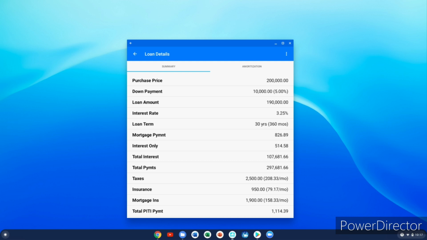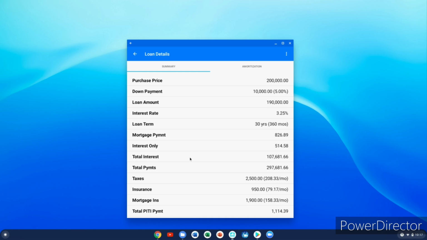So what is escrow again? That is our property taxes plus our insurance. And on top of that, our PMI has to get included into this number too. All right, so let's keep going. Interest only is, if this was an interest only loan, then this is what you would actually be paying per month instead of the mortgage payment. But you're going to be paying the actual mortgage payment here shortly. You'll see that in a second.